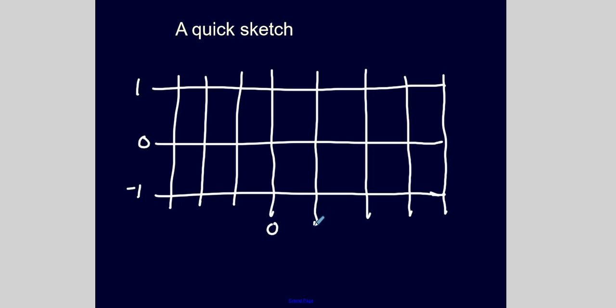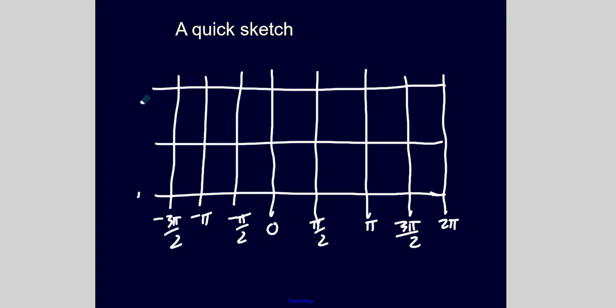So this is 0, pi over 2, pi, 3 pi over 2, and 2 pi. This is negative pi over 2, negative pi, negative 3 pi over 2, and I guess I need to extend this out a little bit. This is 0, 1, -1. So sine I'll do in green this time. So this is sine.